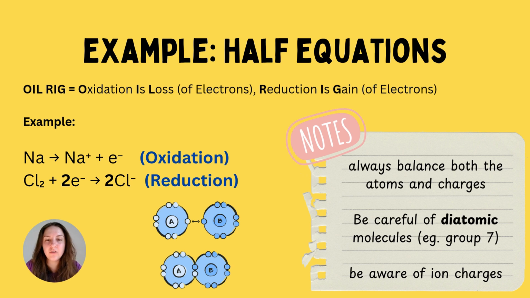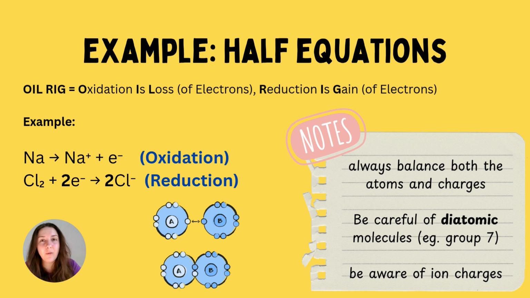So before we move on to that, we just want to remember and to clarify, whenever you're looking at a half equation, or if you get asked to write a half equation, you want to make sure that your charges balance, which is why we add electrons to the equation. And you also want to make sure your atoms balance as well. And this is particularly important because obviously it goes with that law of conservation of mass and matter.